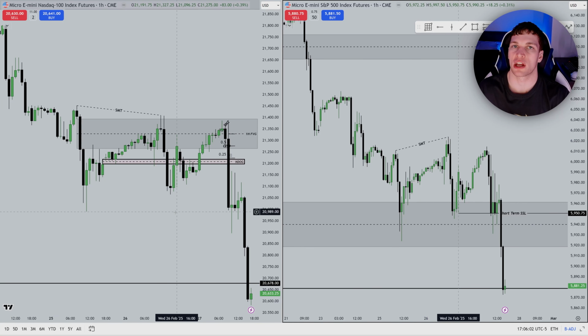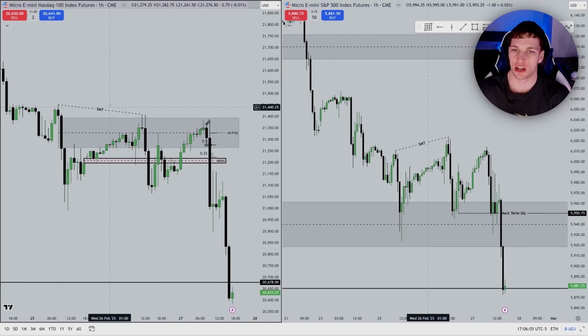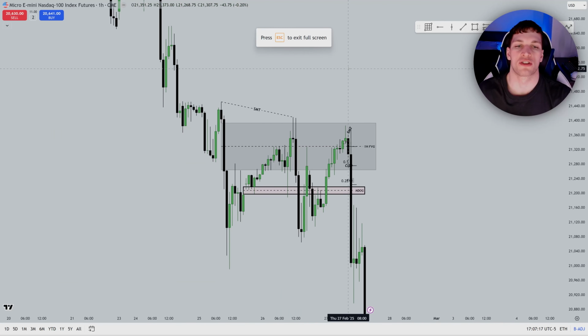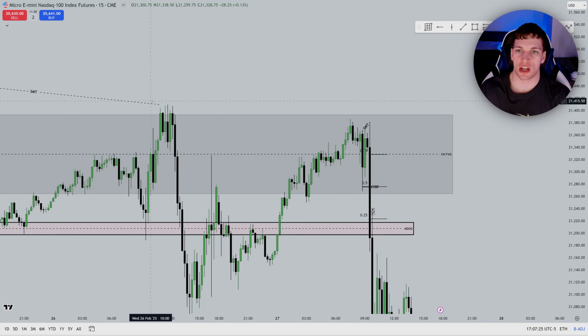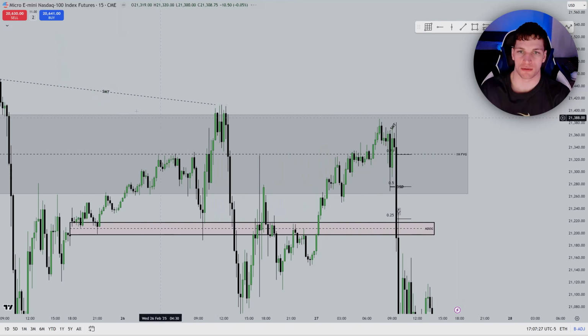However, this is your next stage of accumulation and the next stage of the SMR, which we have with that SMT confirmation. So going into the Nasdaq, if I drop into the 15-minute, you can quite clearly see we failed to take the swing high there. We didn't need to take it just because we had that smart money reversal confirmation.